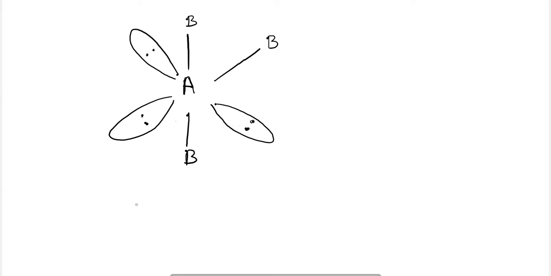So these are some of the examples of the different kinds of shapes formed due to the VSEPR theory. Okay, the next shape which we are going to see here is the pentagonal bipyramidal.